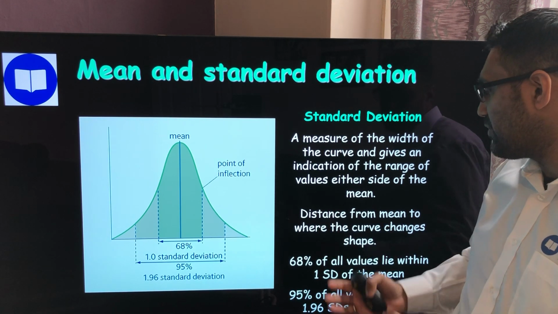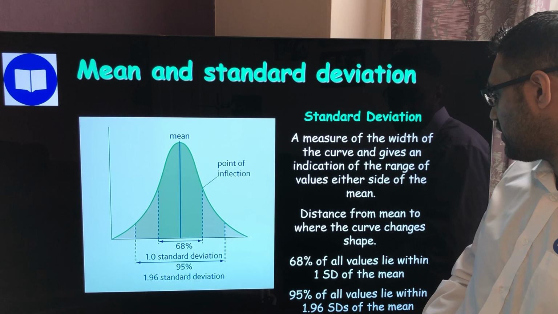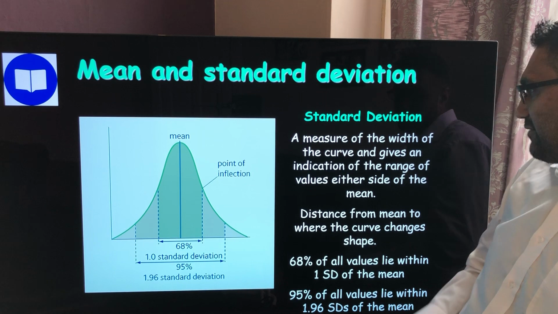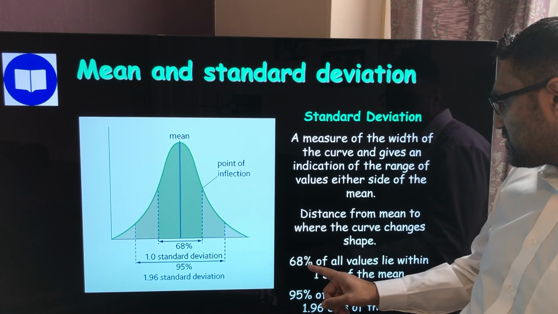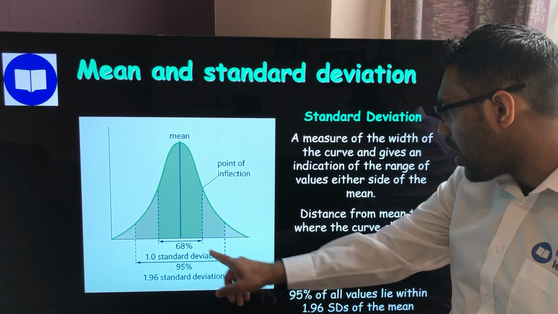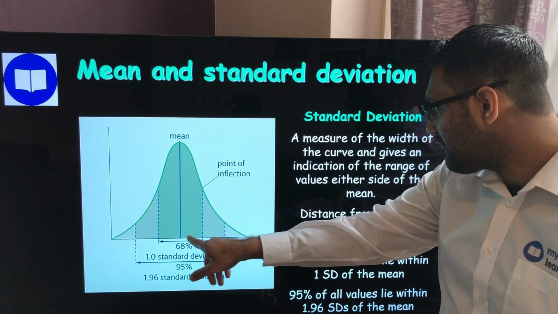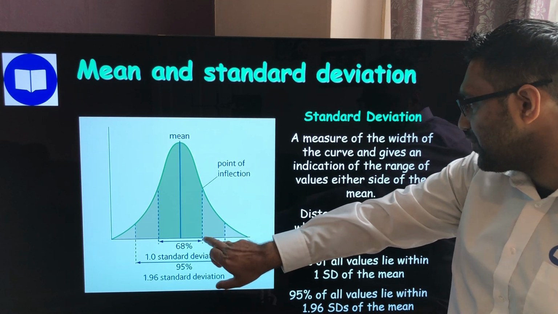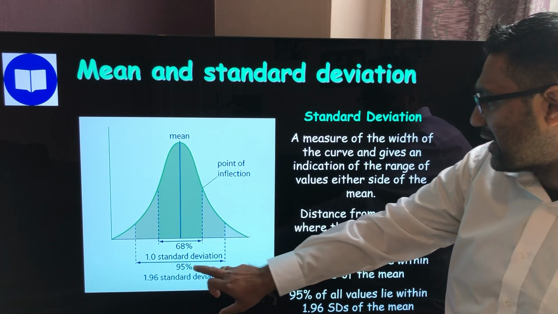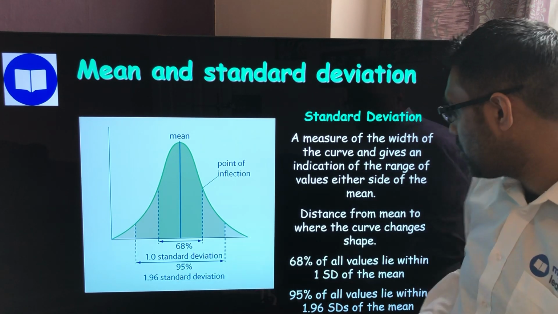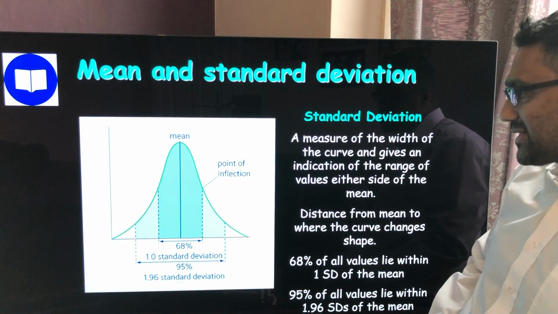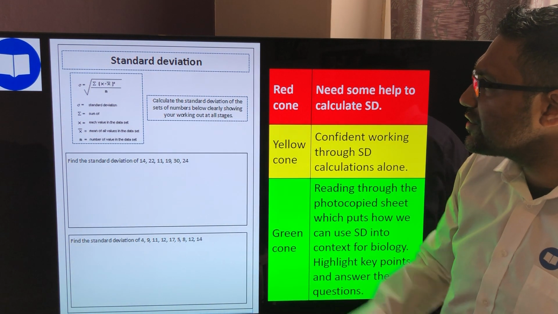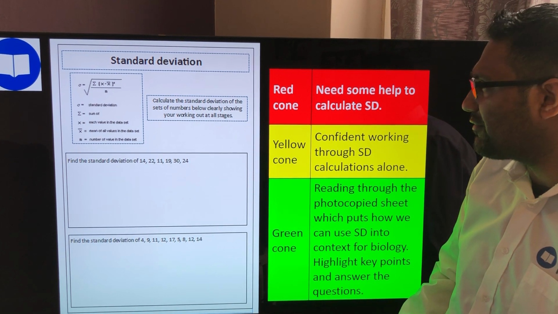So how spread it is from the mean. Distance from the mean to where the curve changes shape, that inflection point from a convex to a concave. Now from this graph, you can see 68% of the values lie within one standard deviation. So that first one, these lines here, the 68%, one standard deviation means this little arrow here. That second arrow there is telling you 95% of the data is 1.96, nearly 2 standard deviations away from the mean. So you can do this from the PowerPoint, and you can have a go at those questions.